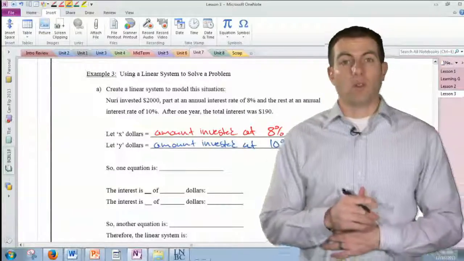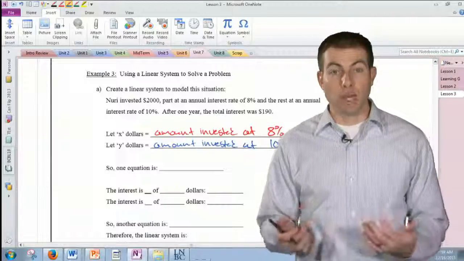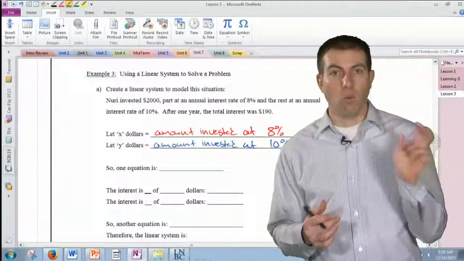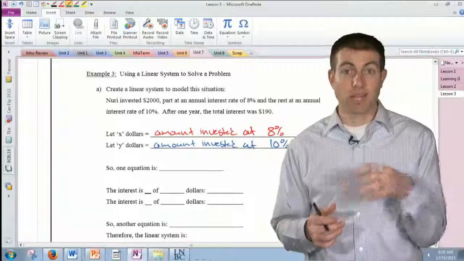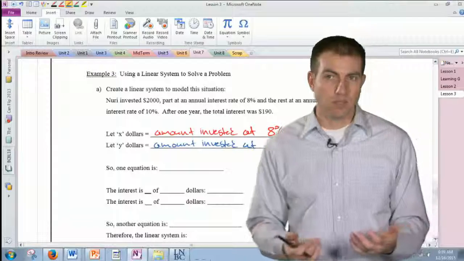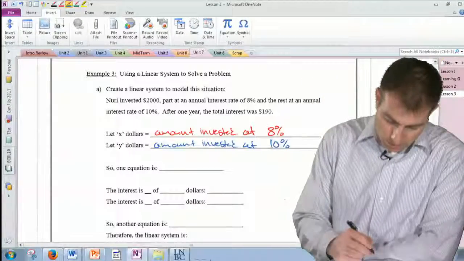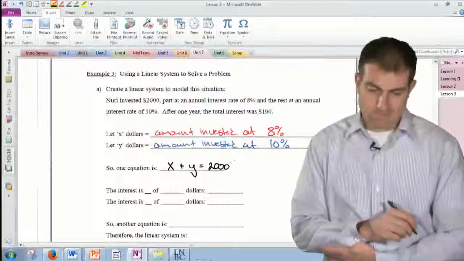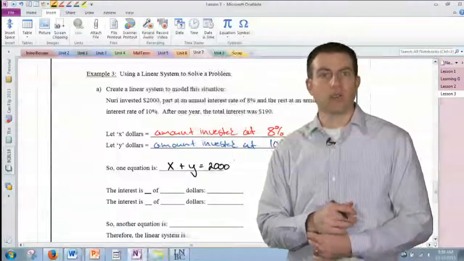Okay, so looking back at the question, it says that we've invested $2,000 in total. And we just said, okay, x is how much we invested at 8%. y is how much we've invested at 10%. So if we added x and y together, we know that the amount we've invested in total is 2,000. So we can come up with our first equation, which is the amount invested at 8%, which is x, and the amount invested at 10%, which is y, is equal to 2,000 because we've invested $2,000 in total.